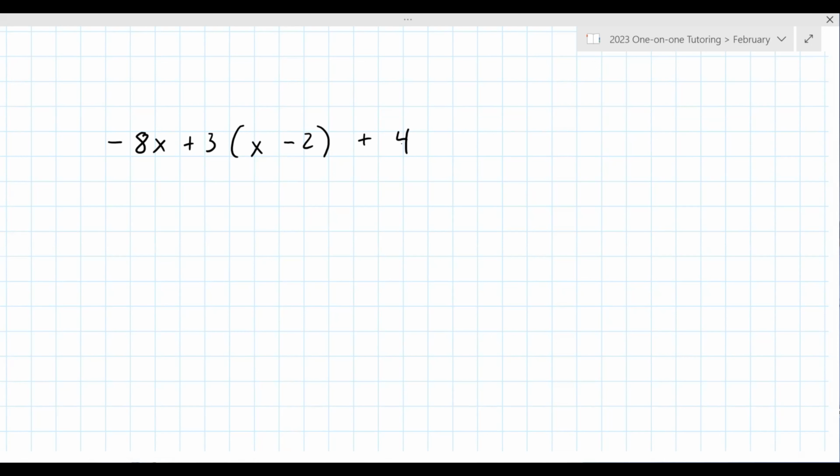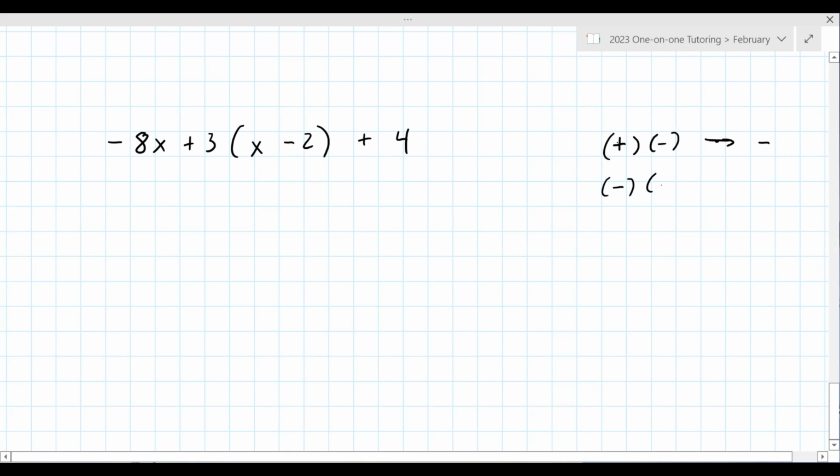What is the rule for multiplication and division with negative numbers? A positive times a negative is always negative, and a negative times a positive is always negative. So if they're opposite signs, it's negative. 3x minus negative 6x... minus 6, 3x minus 6.